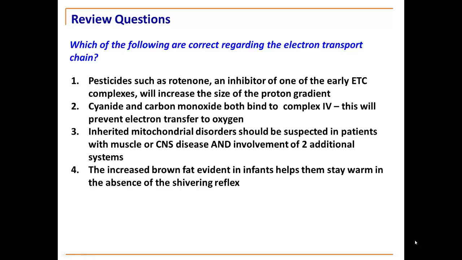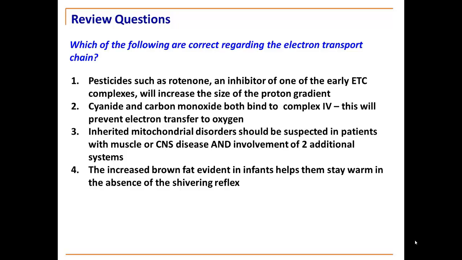Okay, which ones of the following are correct regarding the electron transport chain? Pesticides such as rotenone, an inhibitor of one of the early electron transport chain complexes, will increase the size of the proton gradient. So basically you're inhibiting one of the complexes involved in the electron transport chain. Do we get an increase in the size of the proton gradient? True or false? Obviously it's false. You'll get a much smaller proton gradient. You're inhibiting the complex, therefore you can't pump the hydrogen ions into the intermembrane space. Therefore you form a smaller gradient and therefore less ATP.